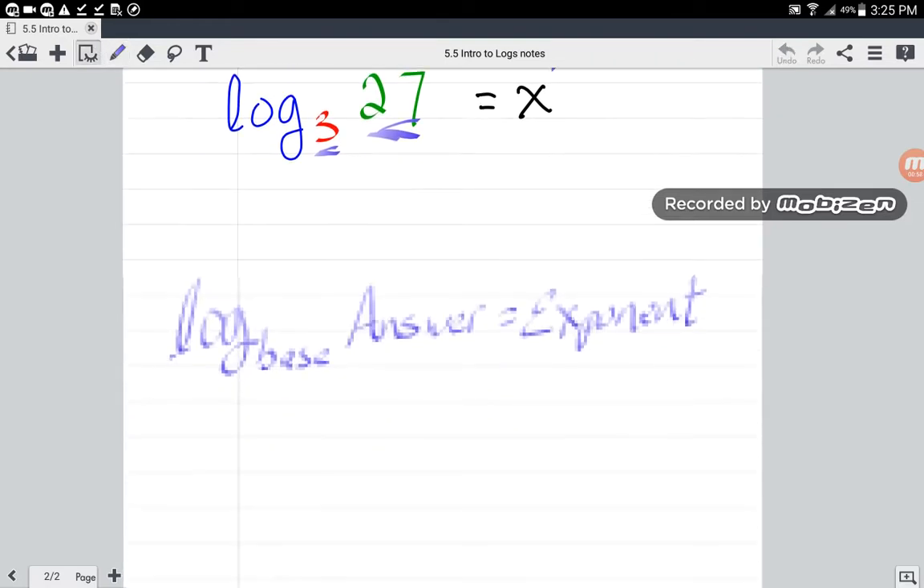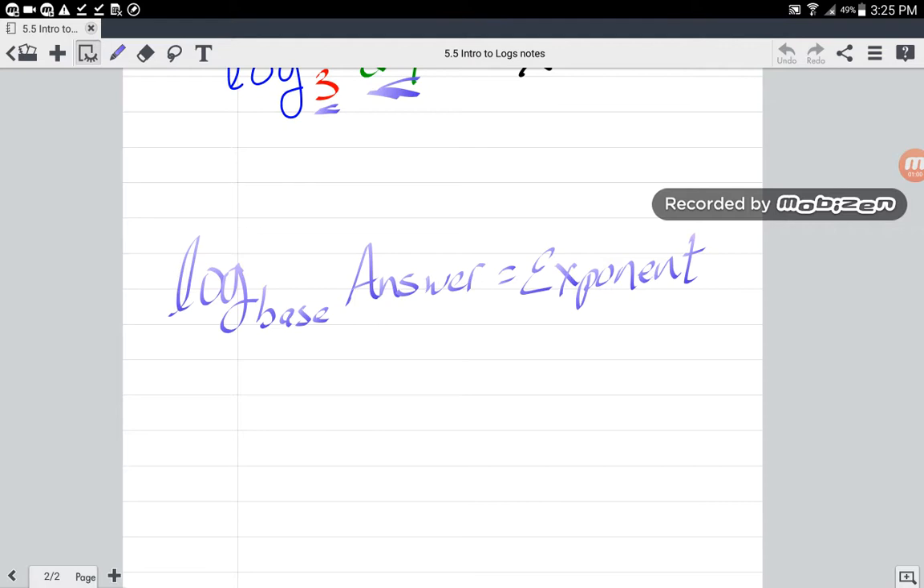Here's the way I like to remember it. Log, base, answer equals exponent. So say I have log base 2, 8 equals x. I can rewrite this as an exponential. 2 is my base, x is my exponent, and 8 is my answer. Let me show you some examples.